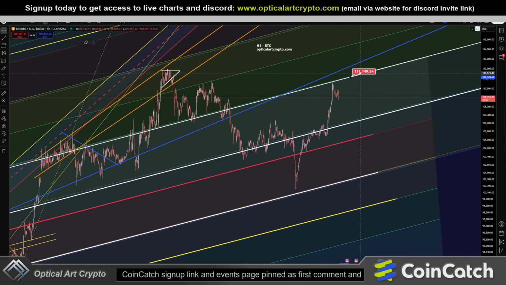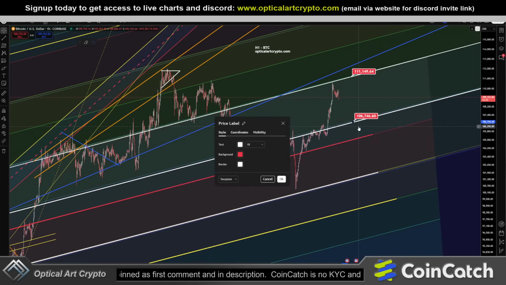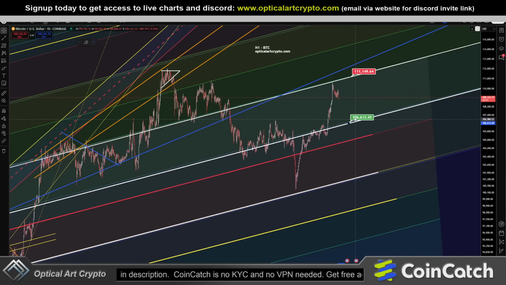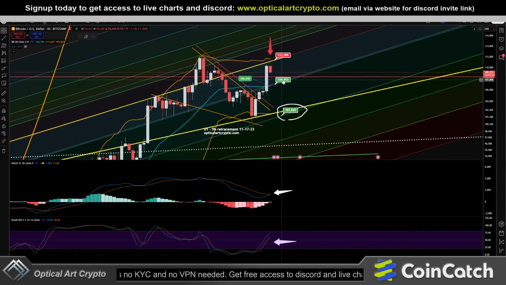So at least on the hourly, again, this is the hourly chart, it says this H1. Your next major support level is around 106,746. And take note, all of these levels that I'm giving you all match up. 106,600, right here, 106,600. So again, using these charts in combination, you have your key levels.